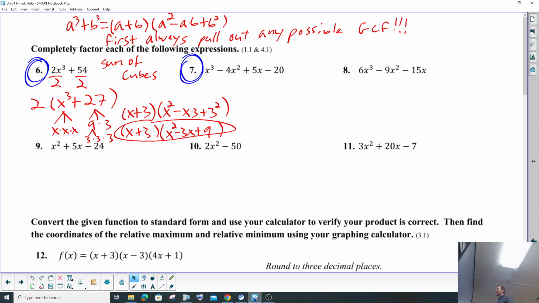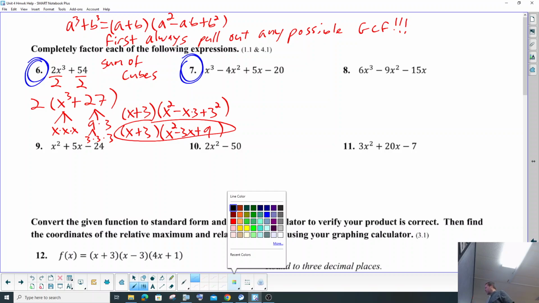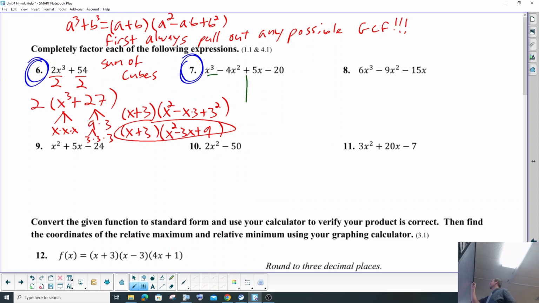So number 7, I can see that one being on the test for sure. You want to make sure to do factor by grouping there. Do you remember how to do that? Go ahead and pause me and try it on your own. So you're going to go ahead and pull out an x squared.